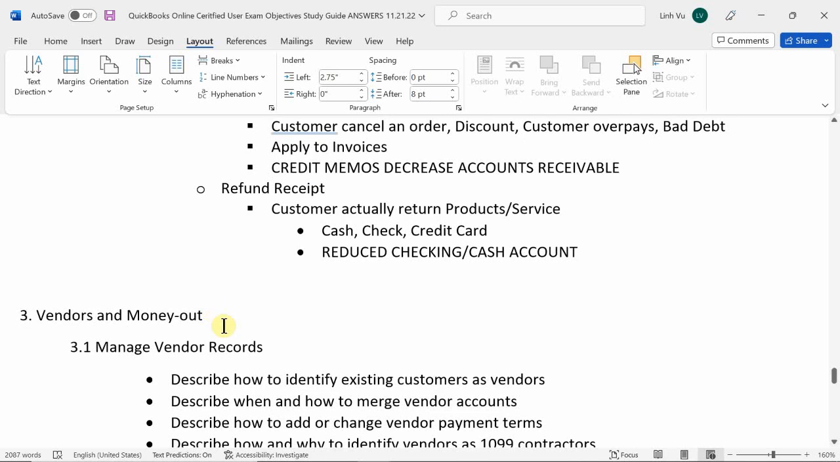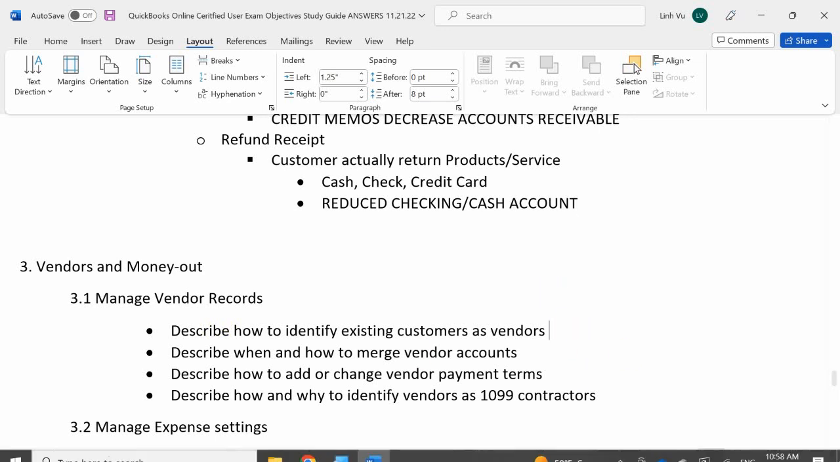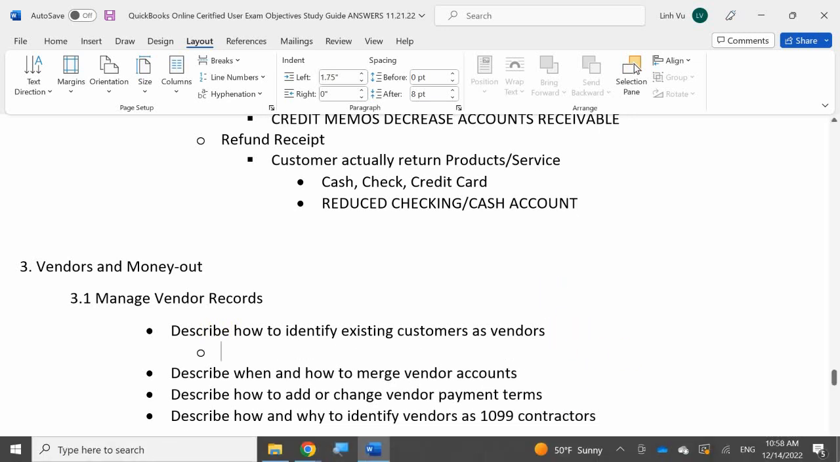All right, number 3, vendors and money out. So again, managing your vendors' records. Describe how to identify existing customers as vendors. The display name we mentioned is truly important. You cannot have a vendor and a customer with the exact identical name. The display name cannot be identical, whether it's a customer, vendor, employee, or whatever it is.